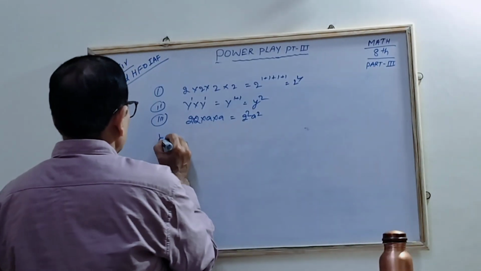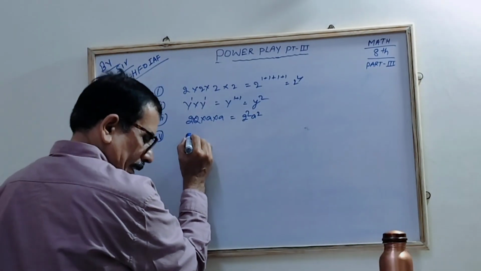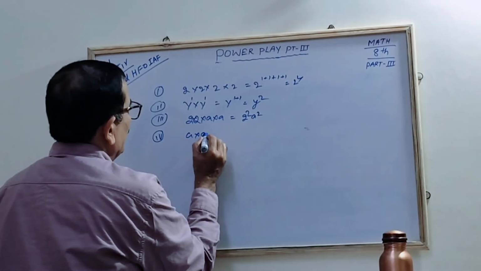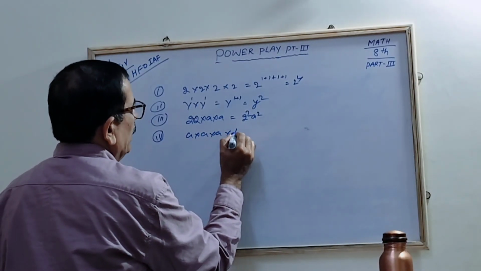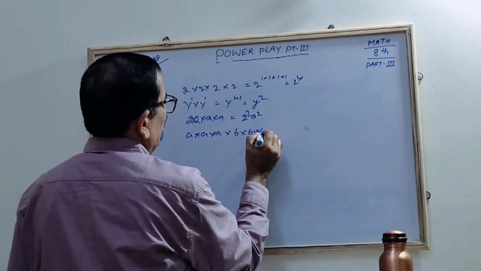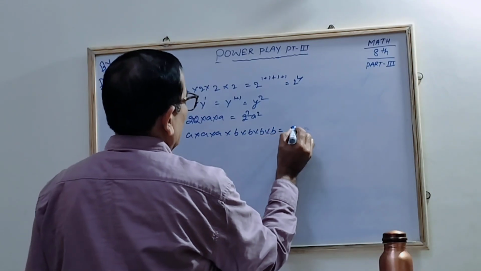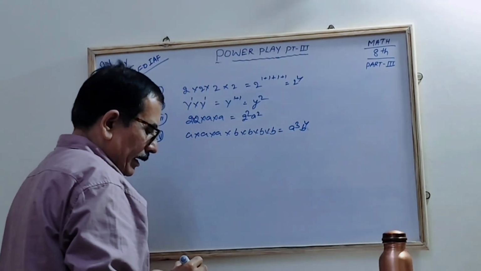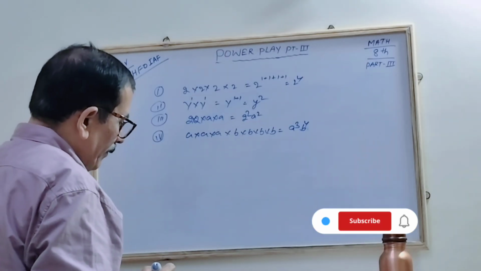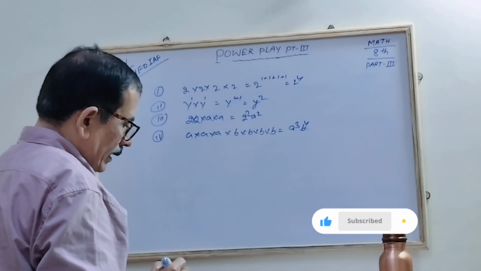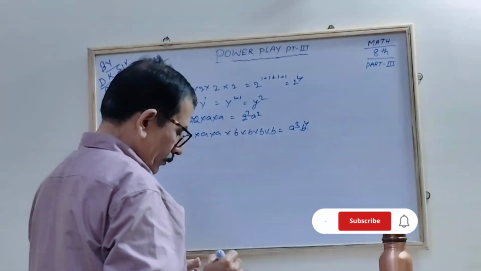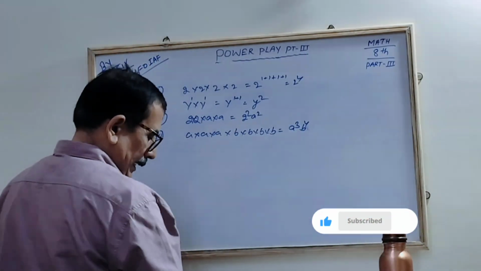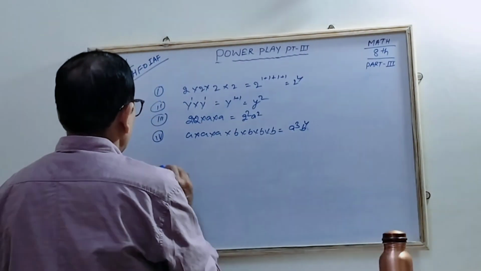So the fourth type you find is if it is written like this: a into a, b into b into b into b, correct? So you can write a square and b to the power 4, correct? If it is mixed, different types of alphabets are there. Okay, now we will see the numbers for doing the second question.